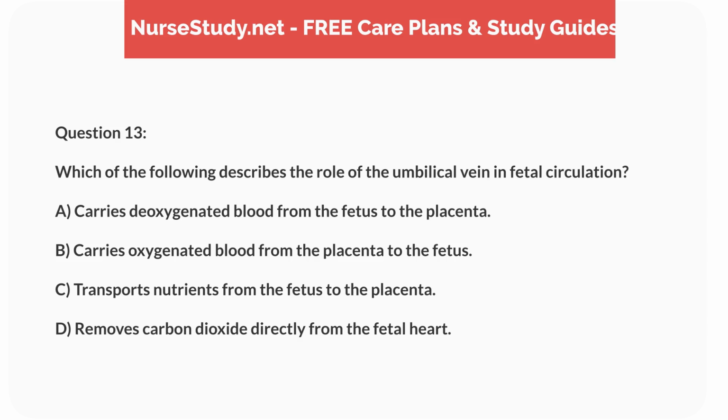Which of the following describes the role of the umbilical vein in fetal circulation? A. Carries deoxygenated blood from the fetus to the placenta. B. Carries oxygenated blood from the placenta to the fetus. C. Transports nutrients from the fetus to the placenta. D. Removes carbon dioxide directly from the fetal heart.